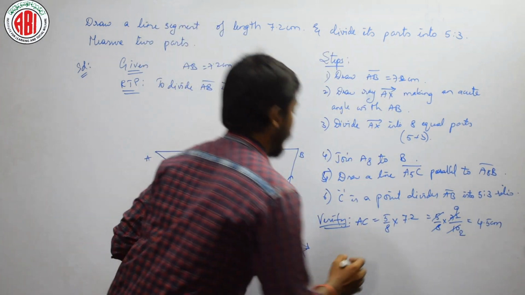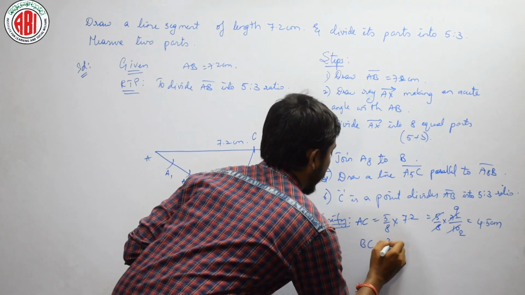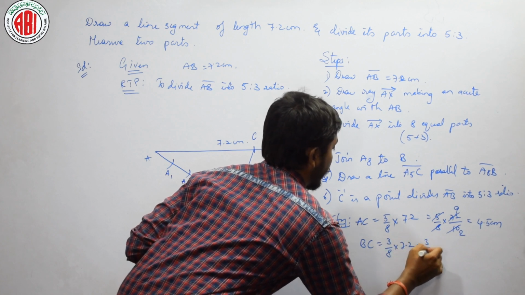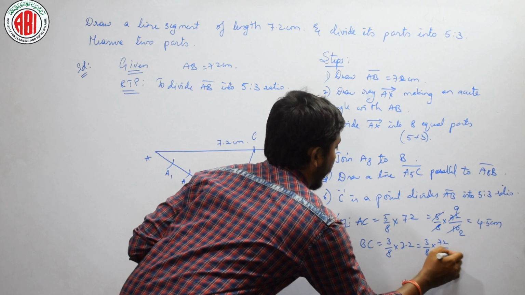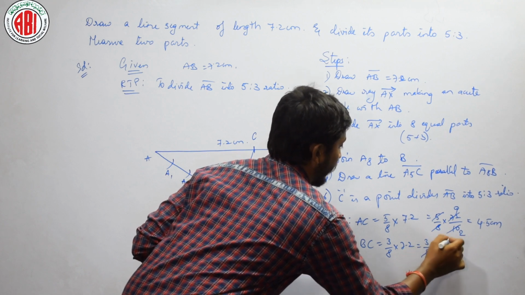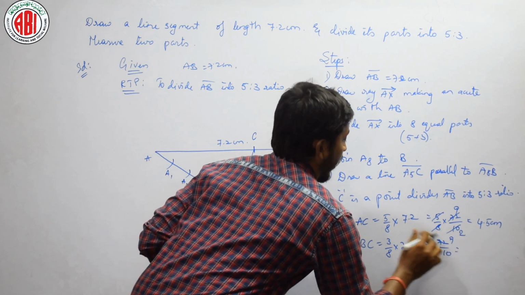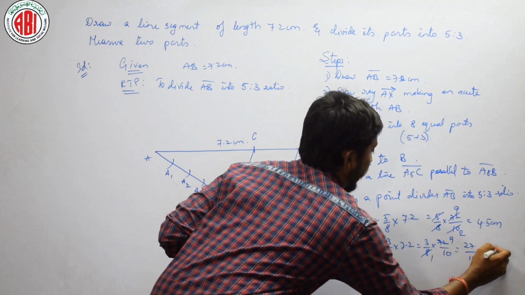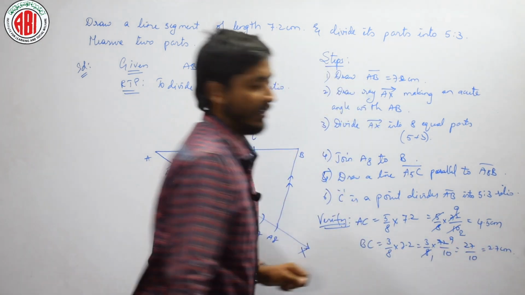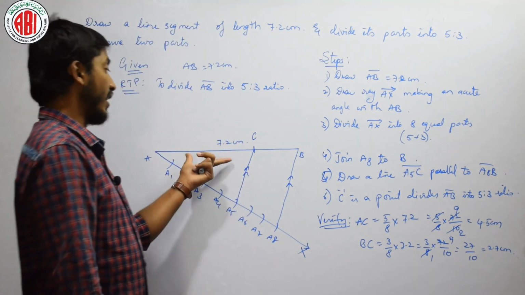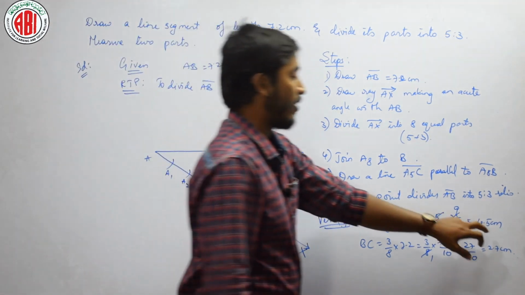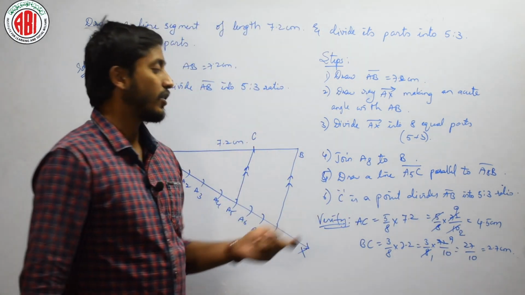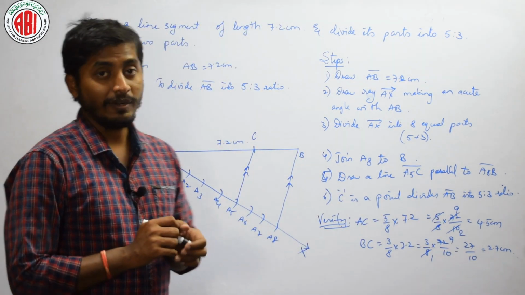Then next, BC. BC is again 3 by 8 into 7.2. Let us write it as 3 by 8 into 72 by 10. 8 ones are 8, 9 threes are 27 by 10, which is 2.7 centimeters. If you measure, you will get the exact thing. Even 4.5 plus 2.7 is nothing but 7.2. Is it okay? Did you understand?